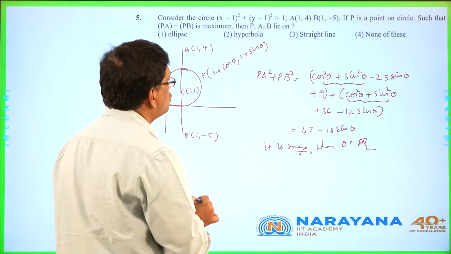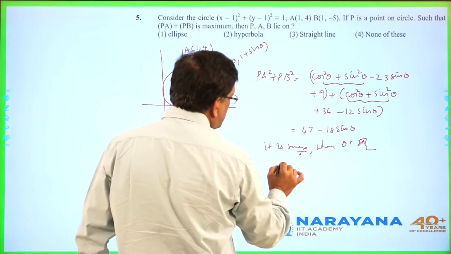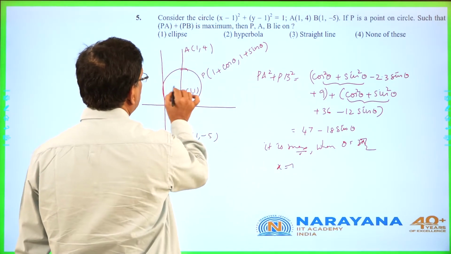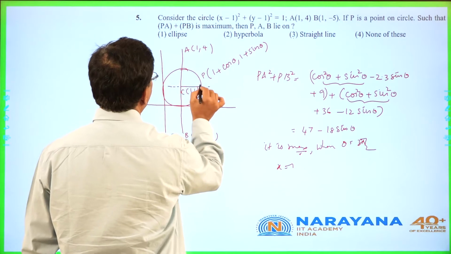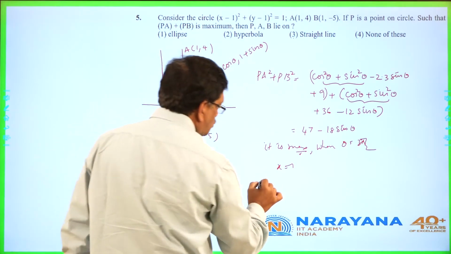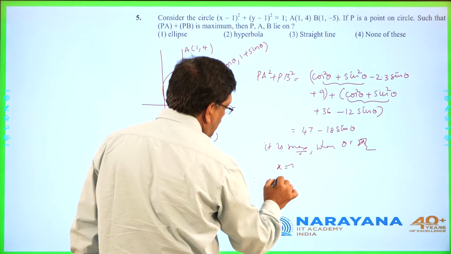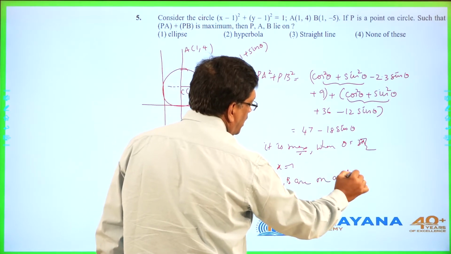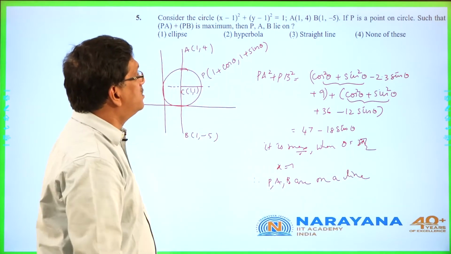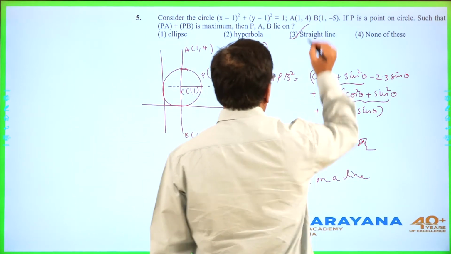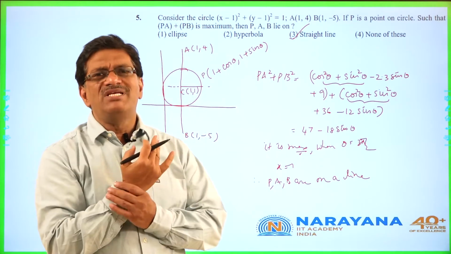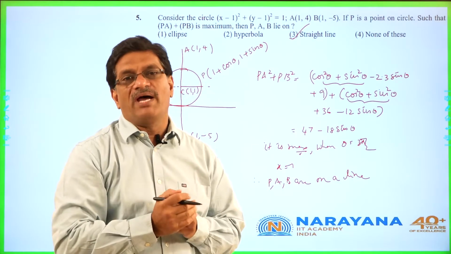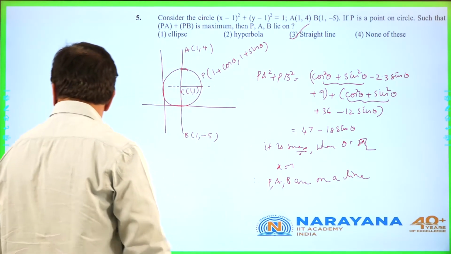So theta equals 3 pi by 2 means it will be on the line x equals 1 again, because we know that this is the rotation. So therefore P, A, B are on a line only. They lie on the line because the angle of rotation of P should be 270 degrees, 3 pi by 2. Okay. Let us go to the next question.